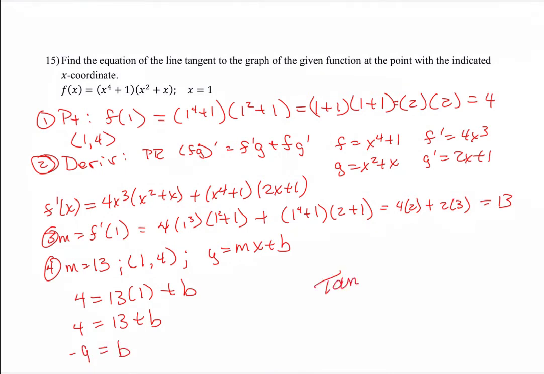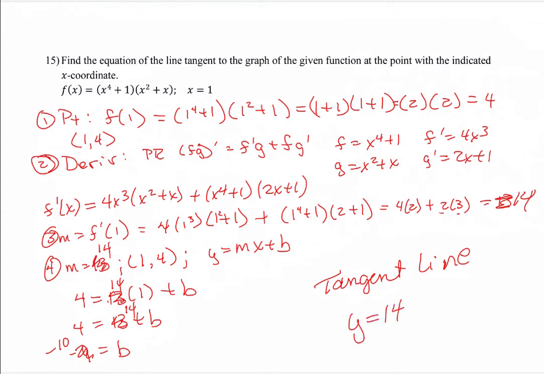So then our tangent line, did I make a mistake? I did. I said 3 times 2, this should be 6, so this should be 14. So this should be minus 10. So our tangent line is y equals 14x minus 10.